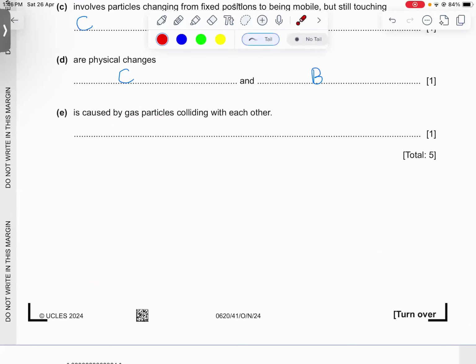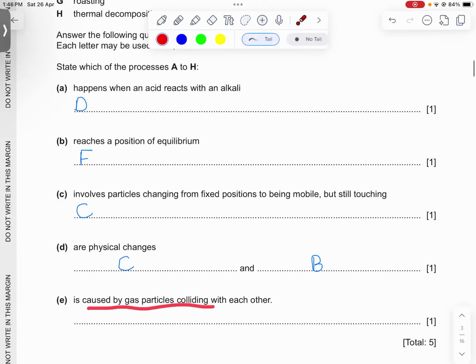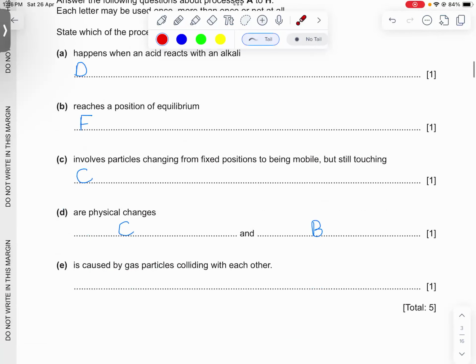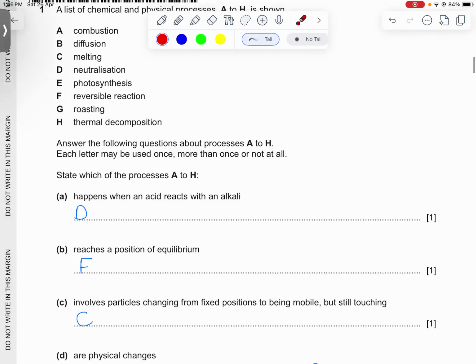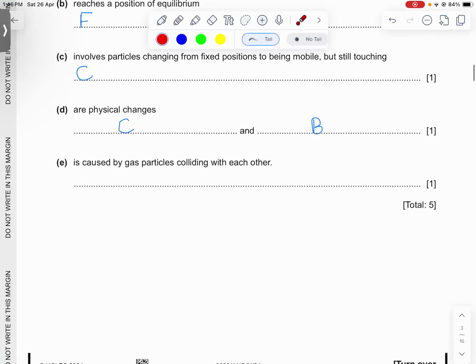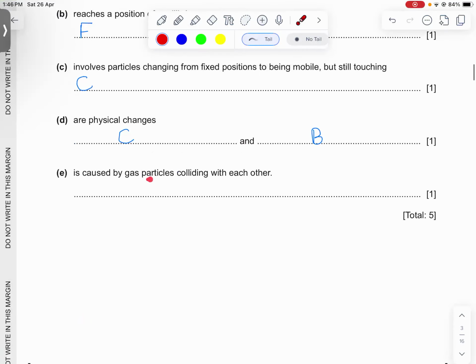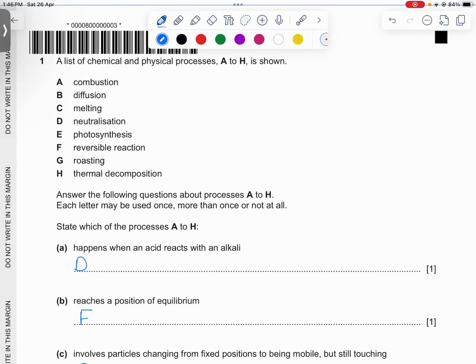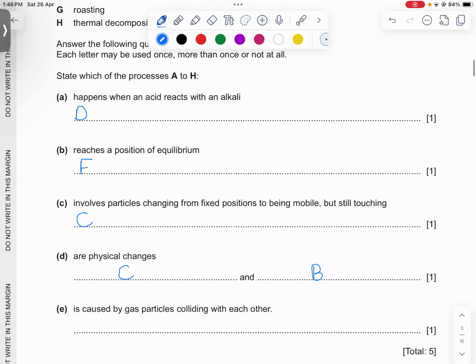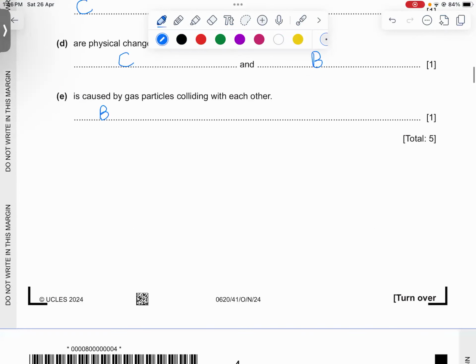Next, what is caused by gas particles colliding with each other? Which of them is caused by particles colliding with each other? That is called diffusion again, right? So this should again be B. It is not a chemical reaction though.